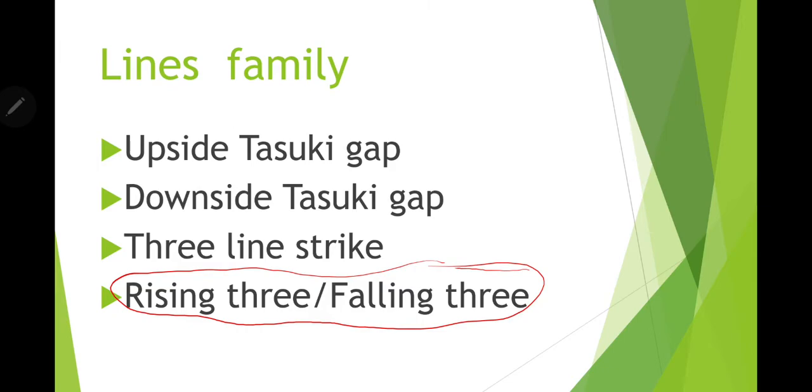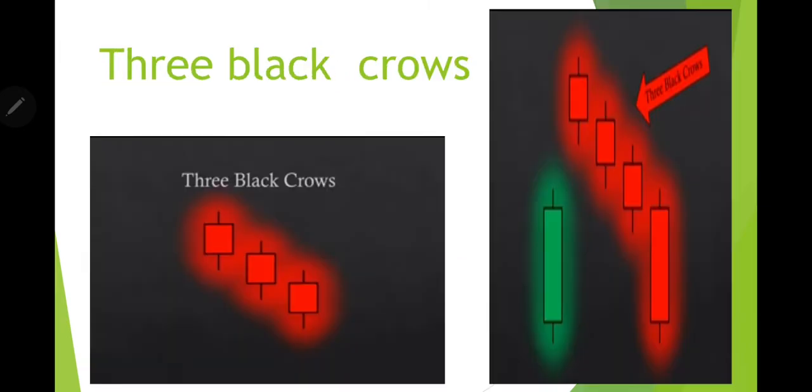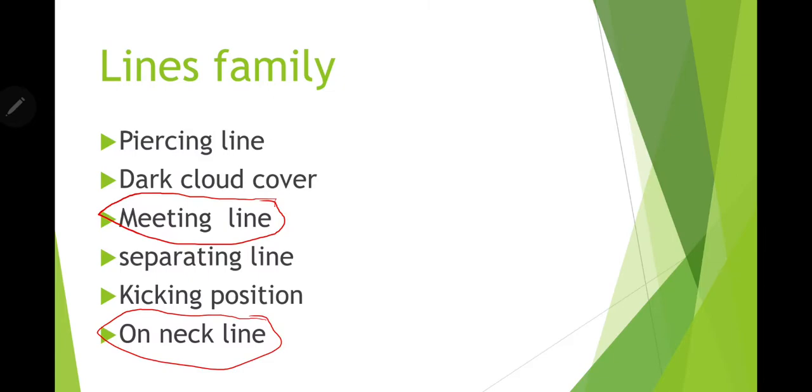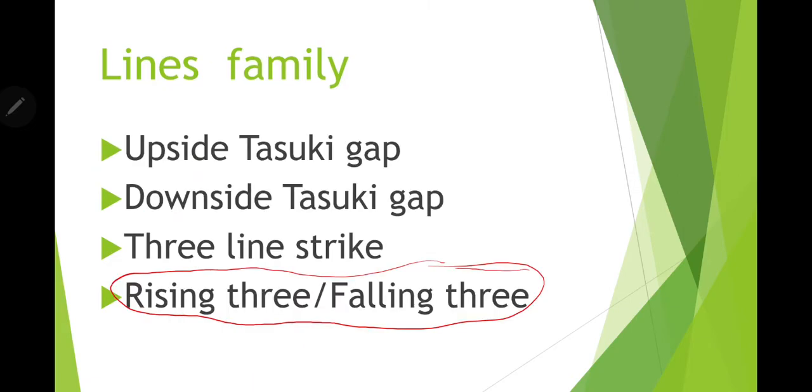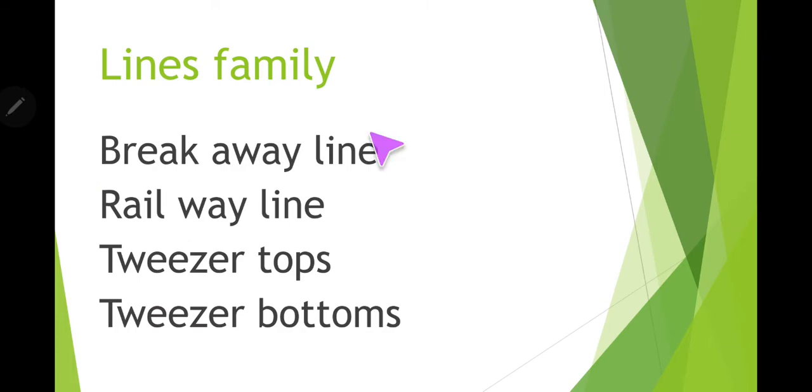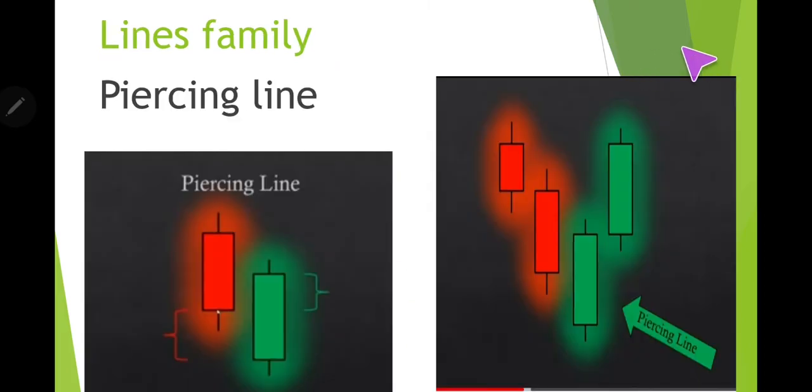And then the rest of the candles underlines family are associated with the bad news, with pain, with divorce, with punishment. So there's a piercing line, dark cloud cover, separating line, kicking position, upside Tasuki gap, downside Tasuki gap, 3 line strike, breakaway line, railway line, tweezer tops, tweezer bottoms.